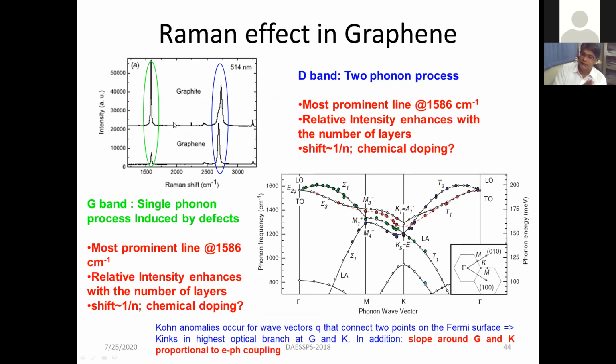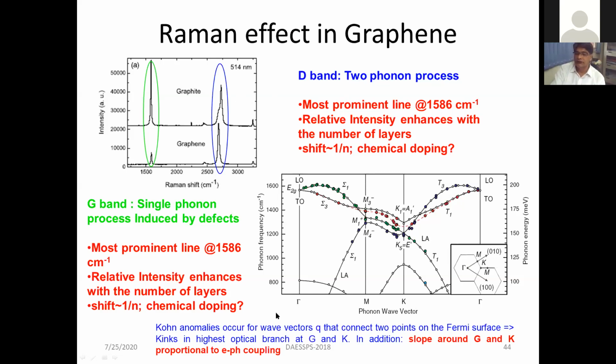When graphene was discovered, naturally it was characterized by using Raman spectroscopy. There are two major peaks, one at 1586 and another, which is basically double the mode observed at 1300 or so, the D band, a two-phonon process. This is most prominent here, and the D band can be controlled, or you can measure the shift by changing the number of layers or by chemical doping.